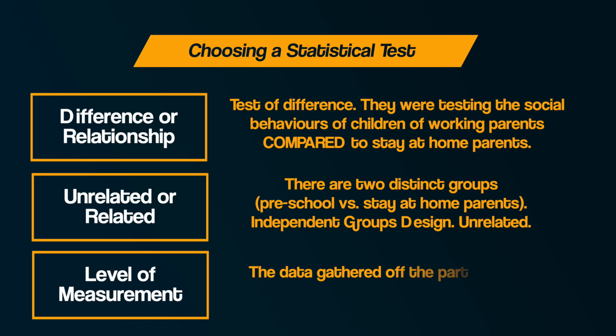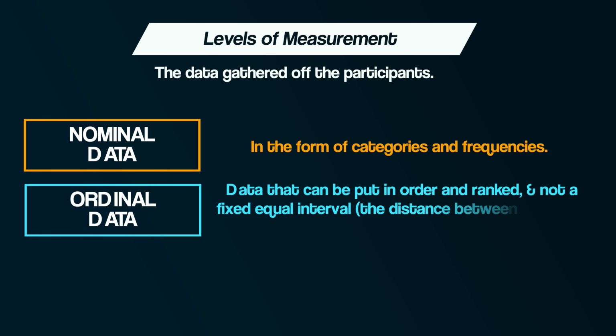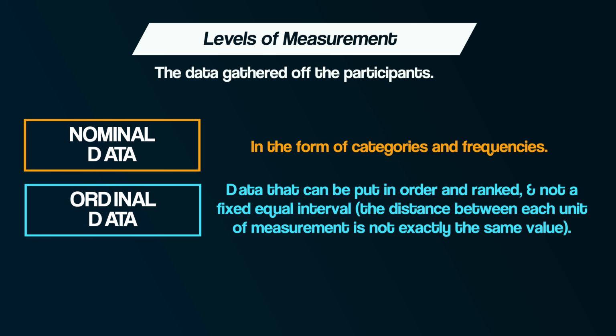The level of measurement is the data they gathered off the participants, which in this case was a total social behaviour score. Nominal data is data that is in the form of categories and frequencies, such as asking your participants to pick what their favourite fast food restaurant is and counting up the number of responses for each choice. Ordinal data is data that can be put in order and ranked, and importantly, as we'll see in a minute, is not a fixed equal interval. In other words, the distance between each unit of measurement is not exactly the same value.